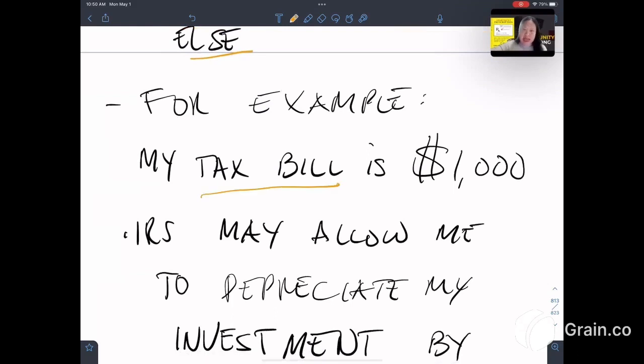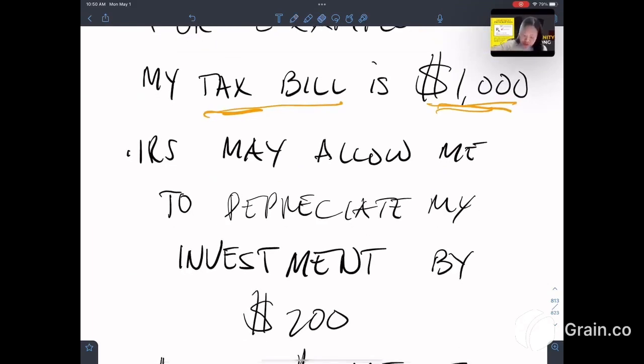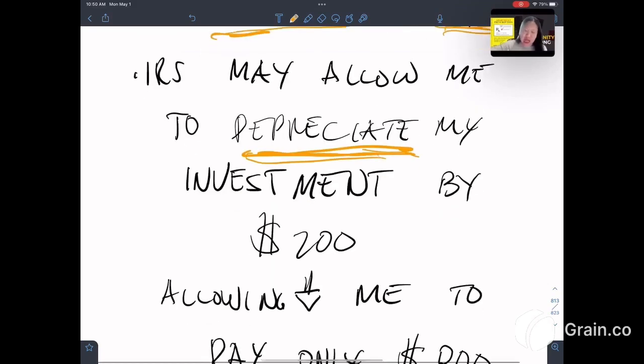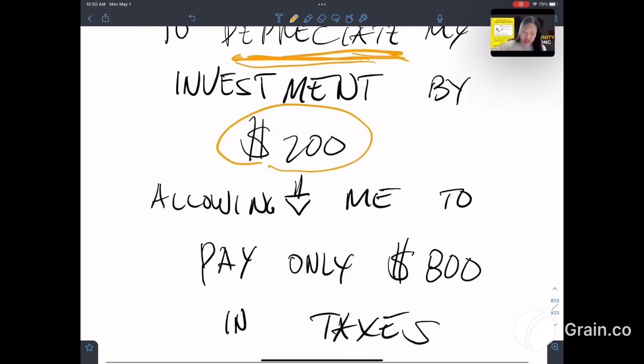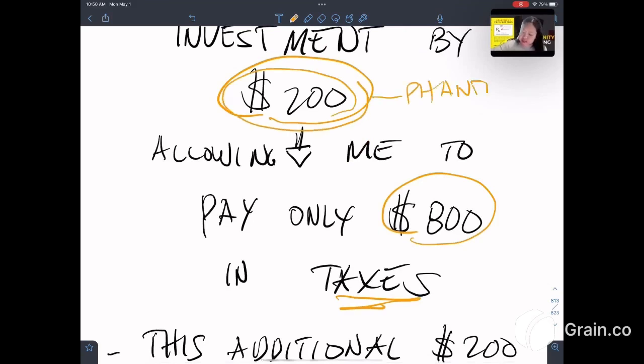Now let's give an example. For example, my tax bill is $1,000. I have a tax that I need to pay of $1,000. The IRS may allow me to depreciate my investment. By depreciating, I get phantom income. I depreciate my investment by $200, allowing me to pay only $800 in taxes. This $200 then is my phantom income.